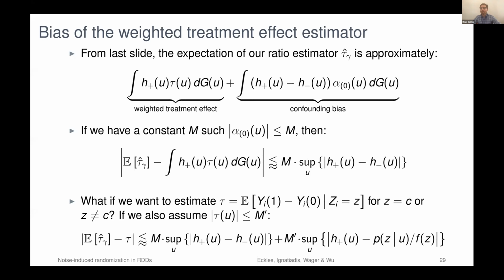So if we want to estimate the standard regression discontinuity parameter, that is, we're going to estimate some tau at a particular value of z, then we may need to also make some additional assumptions about the treatment effects. If we just want to estimate the constant treatment effect, then we only need to put a bound on this outcome function. If we're going to allow for heterogeneous treatment effects as a function of the running variable, then we also need to impose some kind of a bound on the magnitude of the treatment effects as well.